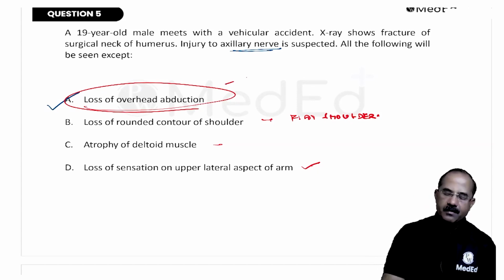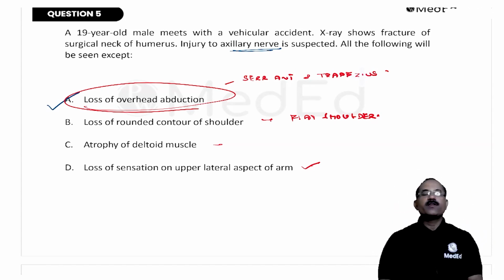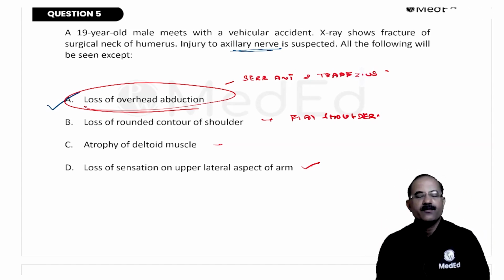Overhead abduction is done by serratus anterior and trapezius. Perfect. Children, if you have any doubts in this, tell me.